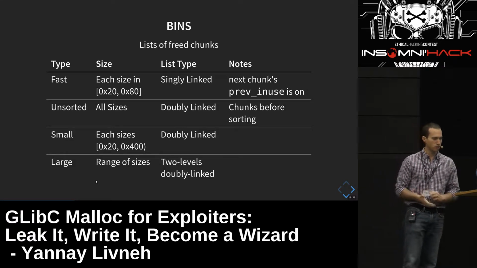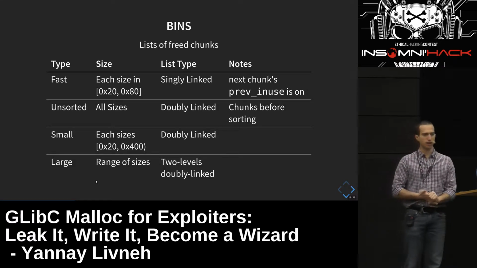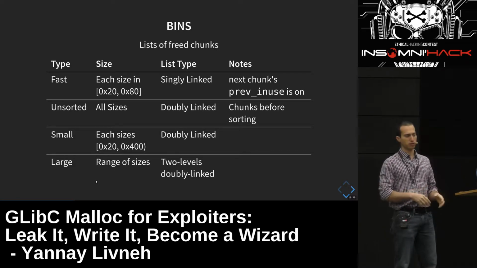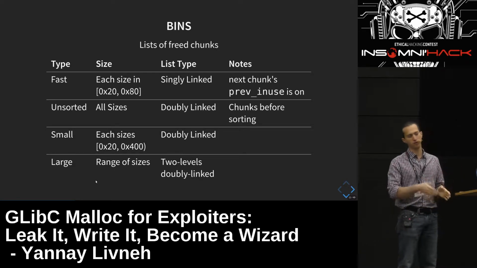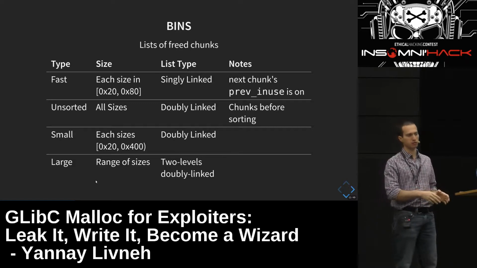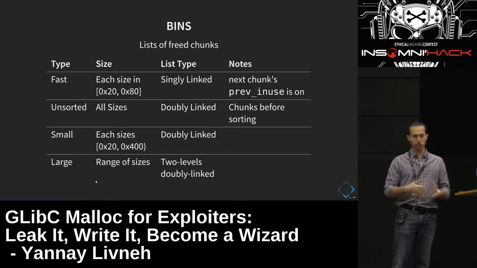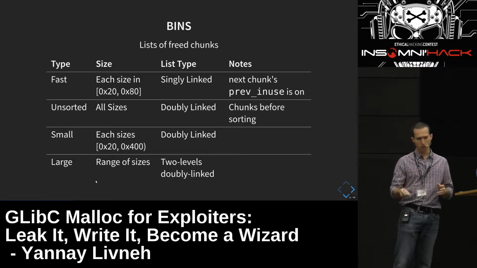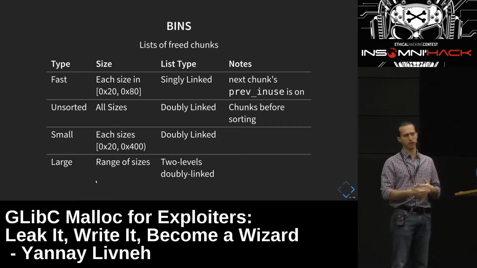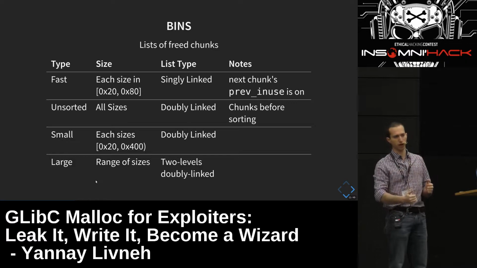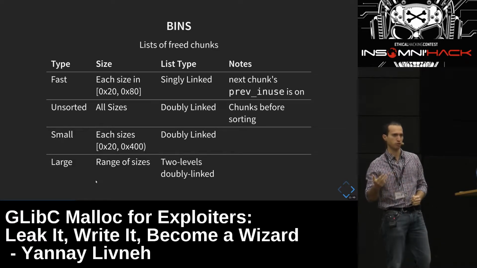And then you have the large bins, which have a range of sizes for each bin. So you have, for example, the range of 400 to 430. That would be a bin on its own, and it's a sorted list. So you can iterate it, and if you free a chunk of size 400, it will be inserted into this bin. Then you free another chunk of size 420, it will be inserted in this bin, but after the 400. So it's always kept sorted.